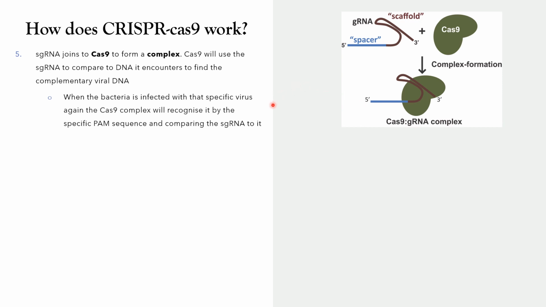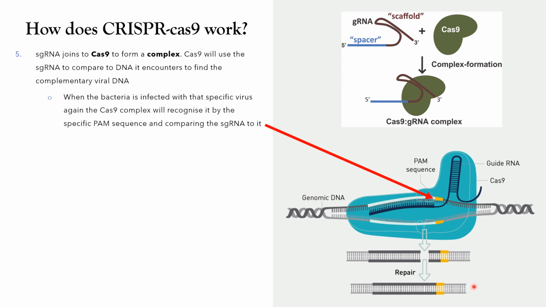Because when the bacteria is infected with that specific virus again, this Cas9 complex will recognize it using that specific PAM sequence. So remember, the Cas1 and Cas2 will look for a PAM sequence. Cas9 will also look for that specific PAM sequence on that viral DNA. And then this Cas9 complex will compare the guide RNA to that virus's DNA to see if it is complementary. So it's going to look for these PAM sequences.